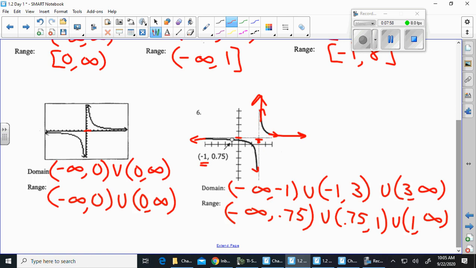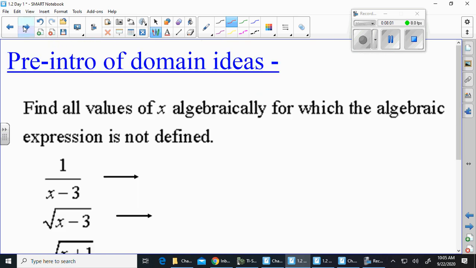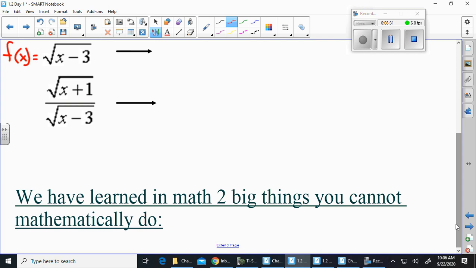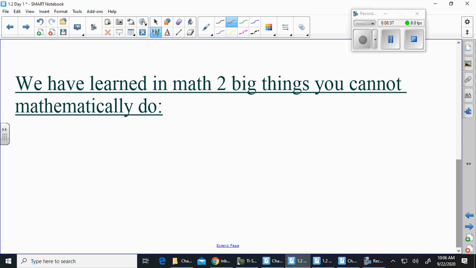Now we have to get those with our head. So for the pre-intro ideas, we are doing these with algebra. So I'm not going to look at this picture. I'm going to look at this and I'm going to say, what's the domain? Well, what we have to think of is, where do these functions not work out? Well, there were two big ideas in math that came across last year. And if I write these down first, the two big things you cannot mathematically do.